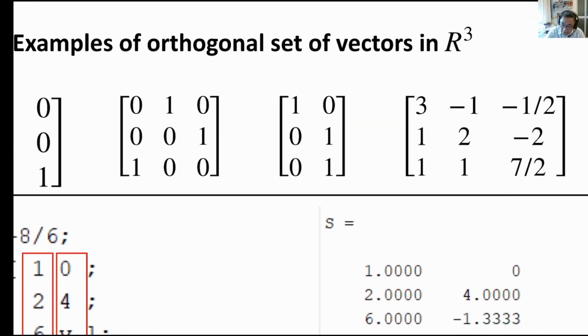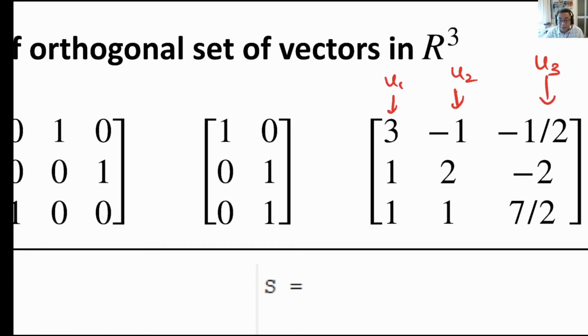In the last example, you can figure out for yourself that u1 dotting with u2 is orthogonal, u1 dotting with u3 is also orthogonal, and all combinations of ui dotting with uj, i not equal to j, equal 0 in this example.